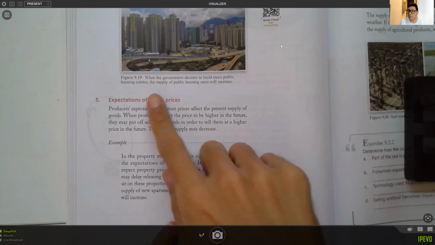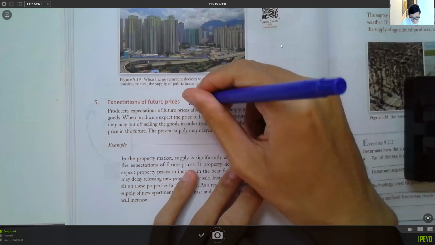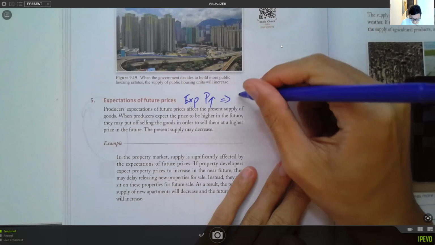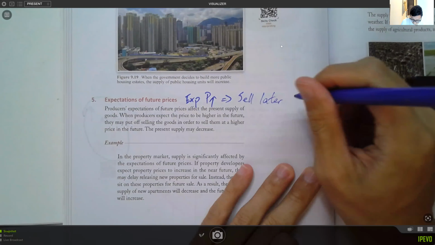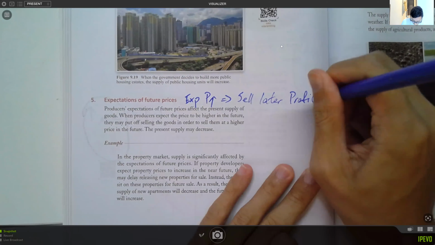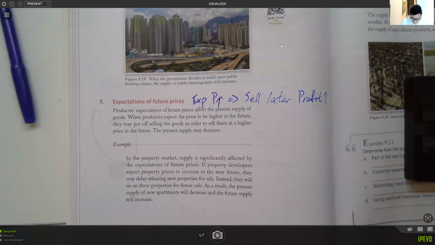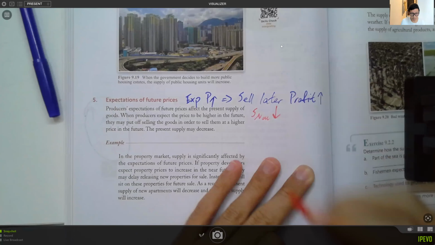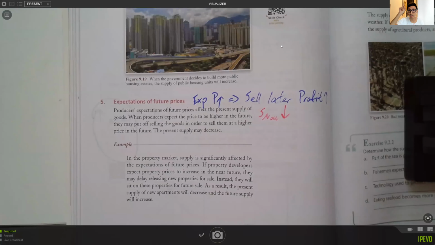好啦，the producer if they expect future price to increase, then 係嘛？They will sell later，梗係遲啲先賣啦，for higher profit. Then what happened is that the present supply or the supply now would decrease，係咪？佢知道第時啲嘢貴咗。If the price increase in the future, then of course they will hold some stock and sell it later.